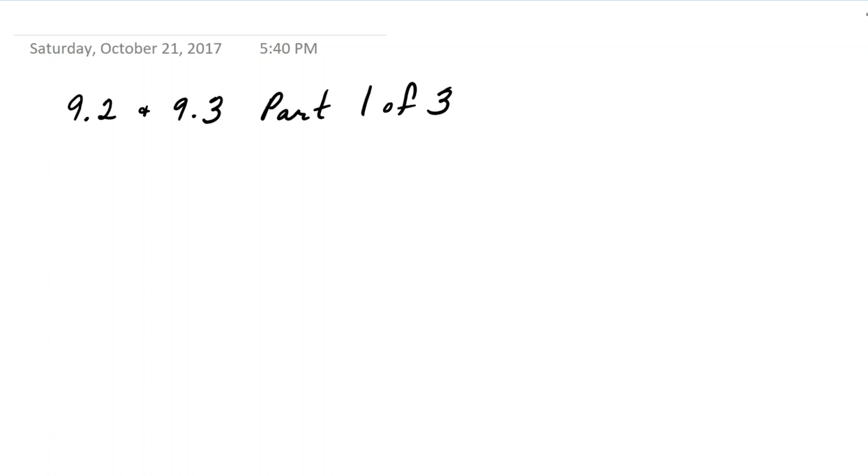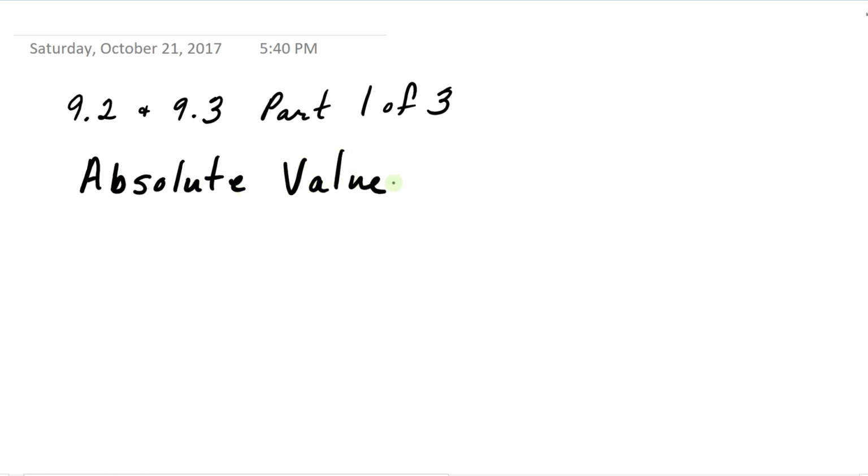This is going to be the first of 3 videos over the homework assignment that will be called 9.2 and 9.3. Each of these deals with absolute value. The first video will be absolute value with equations, and then the next 2 will be absolute value with inequalities. And I do want to remind you that the notation for absolute value is 2 vertical lines.